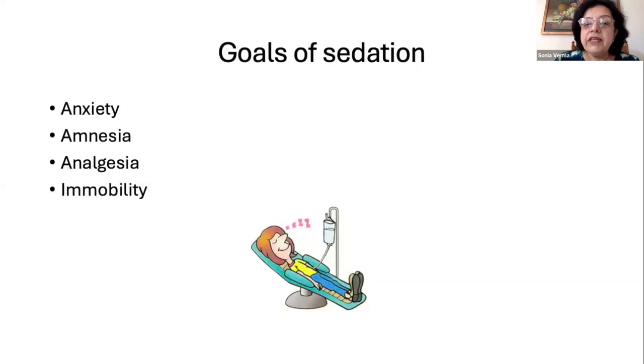The goals of sedation, for any patient or for a doctor or a nurse who is taking part in the sedation, should be to decrease the anxiety of the patient, to give very good amnesia so that they don't remember very much, excellent analgesia, and to keep the patient immobile.